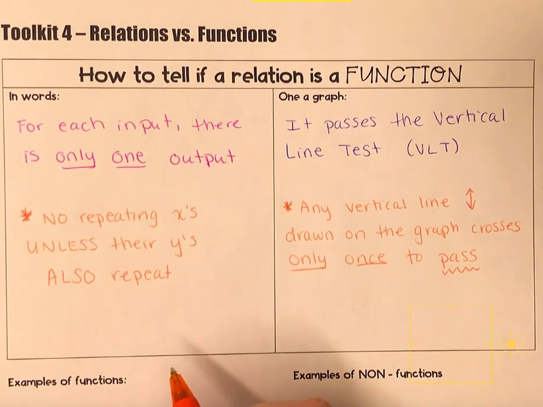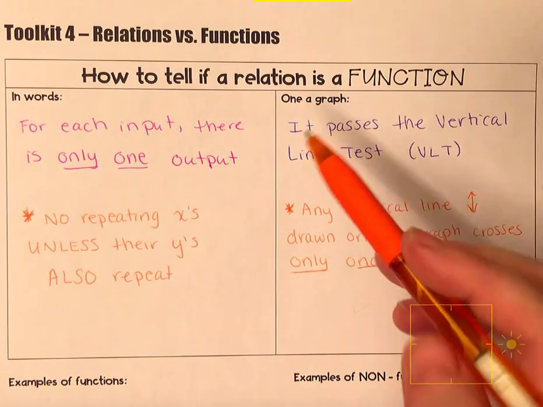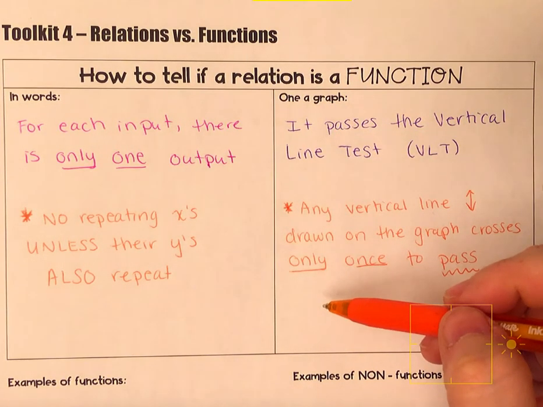So if I draw any vertical line on the graph and it crosses only once on that graph, it's good. But any vertical line, no matter where it is, if it crosses twice on that graph, it is not a function.